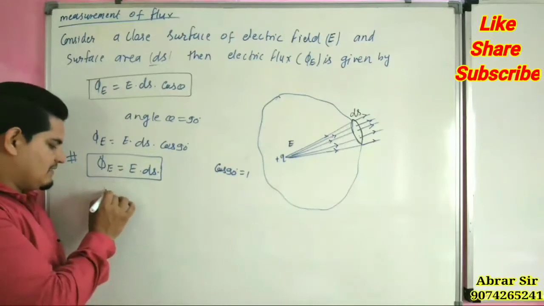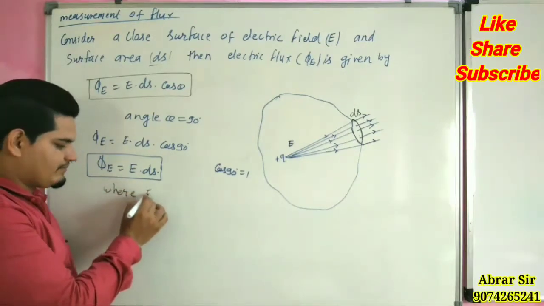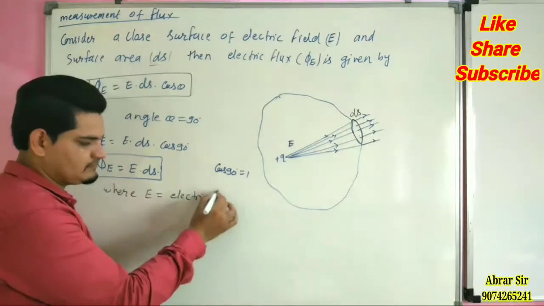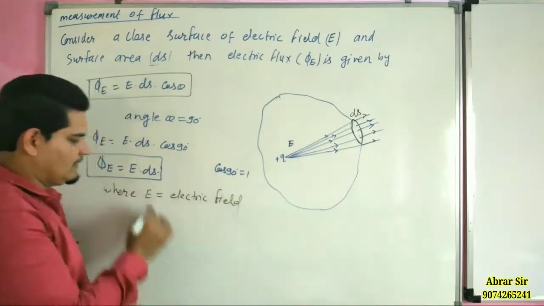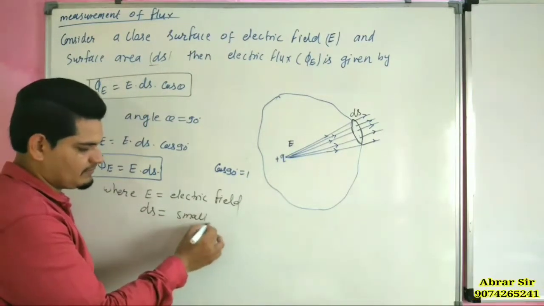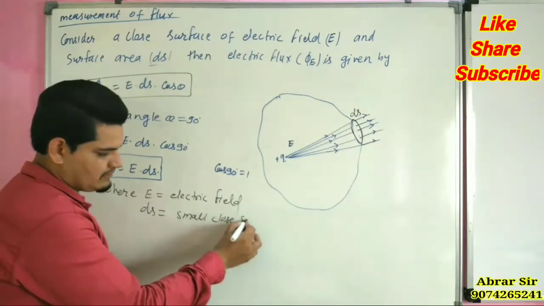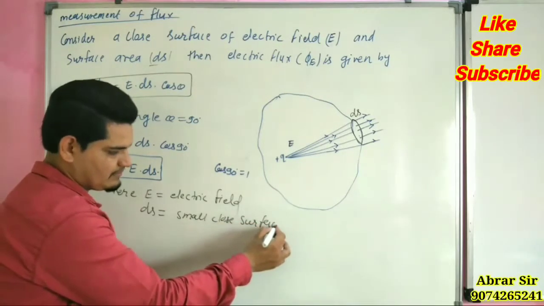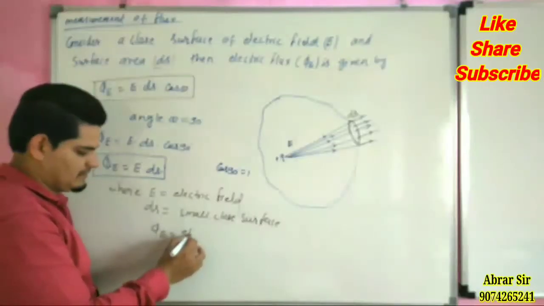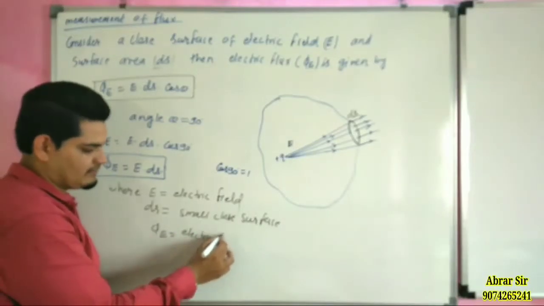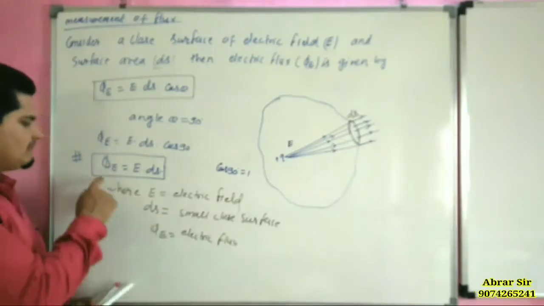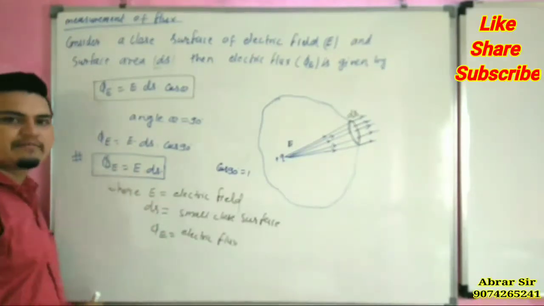E is the electric field and ds is the small closed surface, and phi E is the electric flux. So electric flux can be measured by E ds.